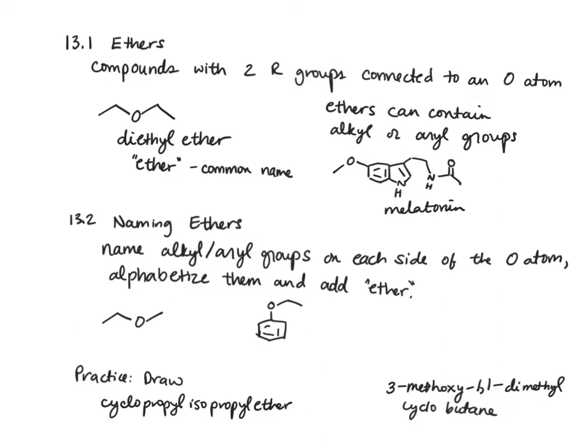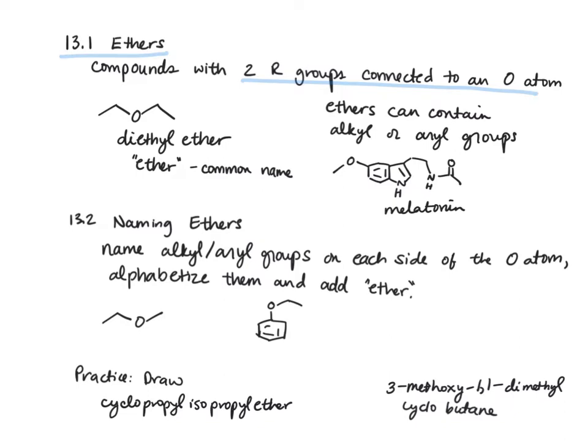Chapter 13 focuses on ethers. Ethers are compounds that have 2 R groups connected to an oxygen atom. One of the simplest ethers is diethyl ether. It's also known as ether, so if you hear the word ether used generically, someone is talking about diethyl ether. This compound used to be used as an anesthetic until more modern anesthetics were developed.